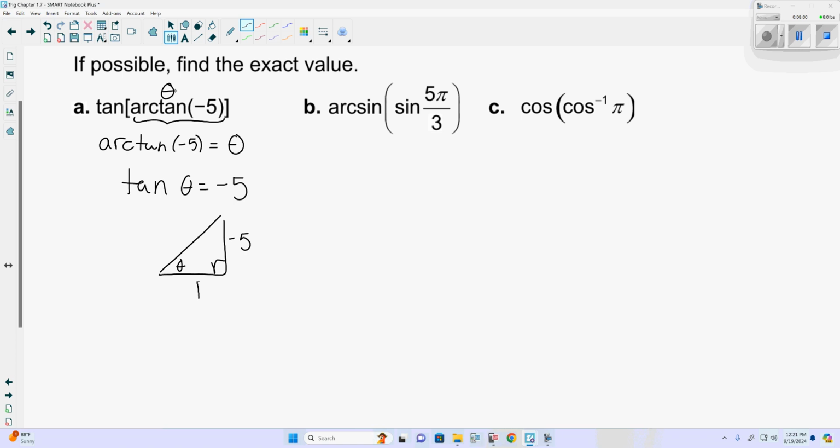Now, this here is our angle. This is our triangle setup. We don't know the hypotenuse, but we don't need it, because we're going to immediately take what? Tangent of this angle, which is opposite over adjacent, which would be negative 5.